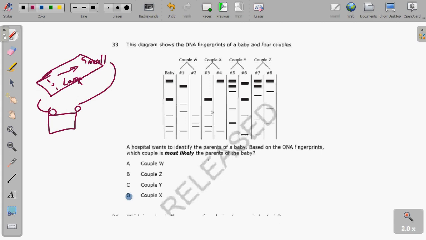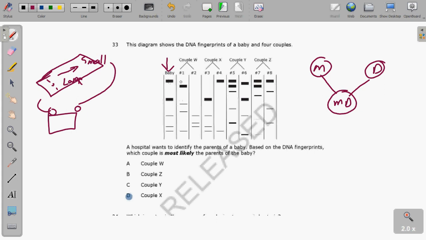This is how they do paternity tests and crime scene DNA analysis and different things like that. In this case, a hospital wants to identify the parents of a baby based on DNA fingerprints. So you've got the mom and you've got the dad, and half of mom's DNA goes into the baby, and half of dad's DNA goes into the baby, right? So we need to find the couple whose DNA best matches the baby's DNA.